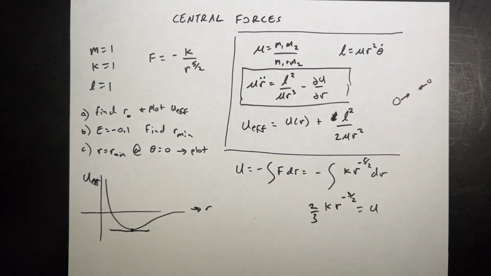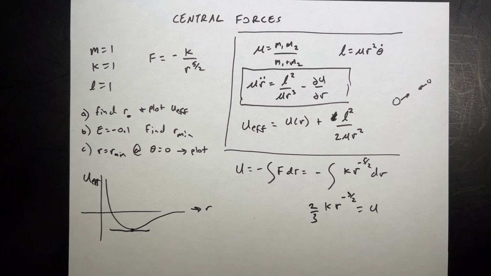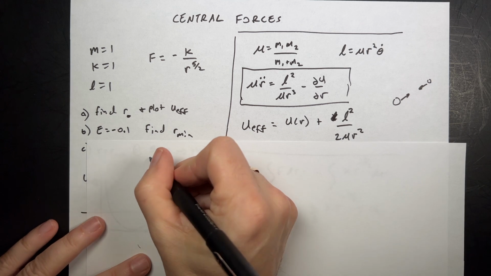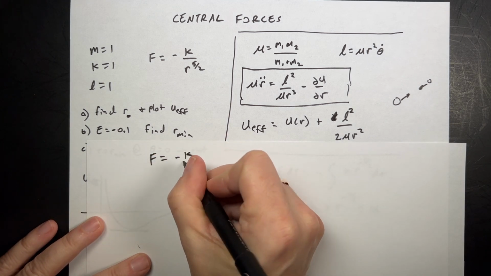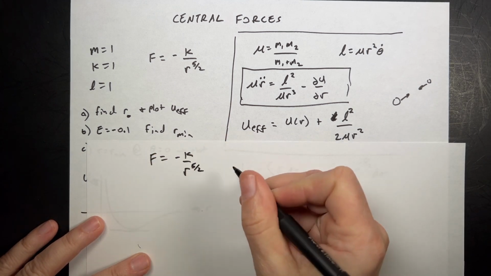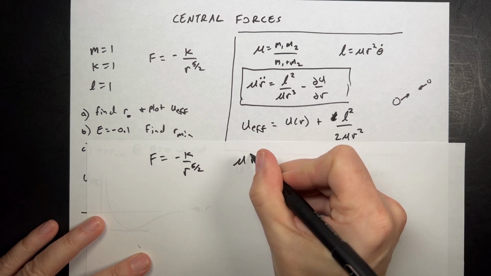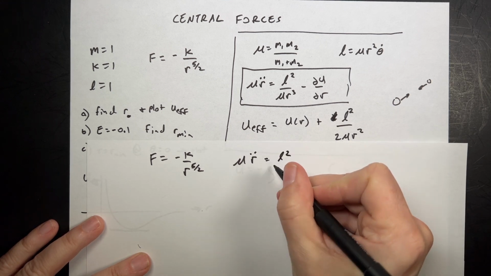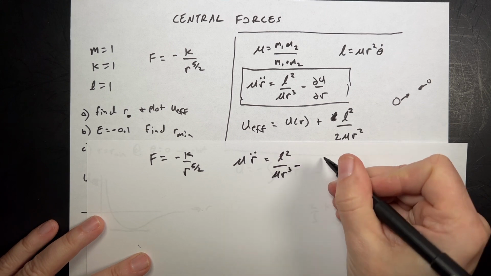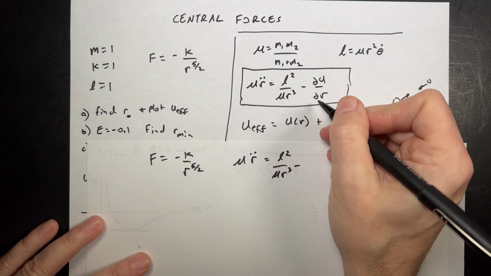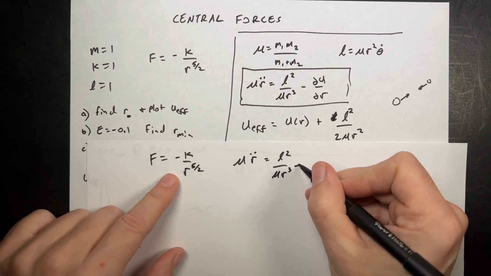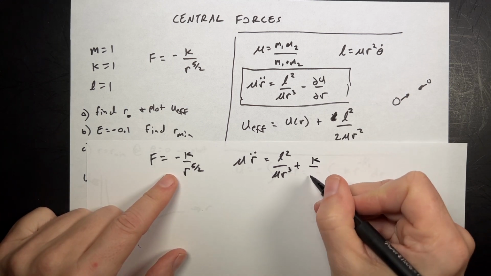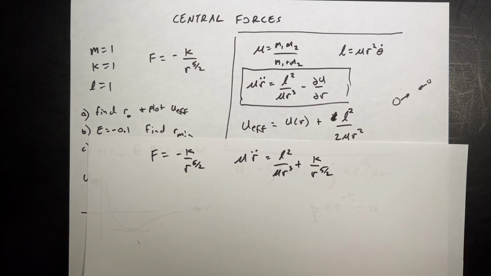Oh no, this is just the force. Okay, so let's do that. Let's put these two things together. Let's solve for r0, and then I'm going to make a plot and show that we get the same thing. Let me write F is negative k over r to the 5/2, and mu r double dot equals L squared over mu r cubed minus the partial with respect to that, which is going to be plus k over r to the 5/2.